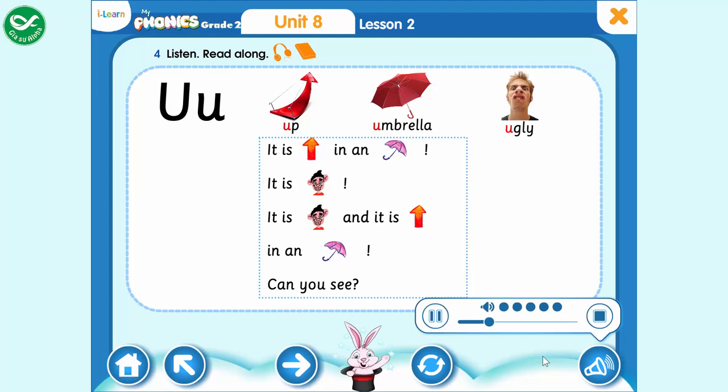It is up in an umbrella. It is ugly. It is ugly and it is up in an umbrella. Can you see? It is up in an umbrella. It is ugly. It is ugly and it is up in an umbrella. Can you see?